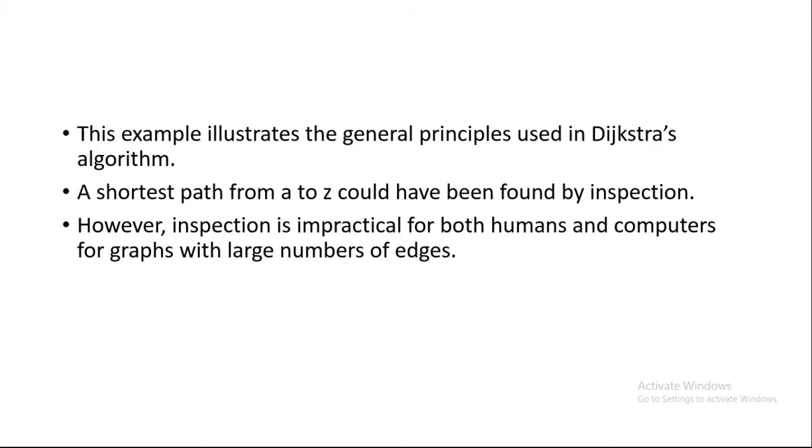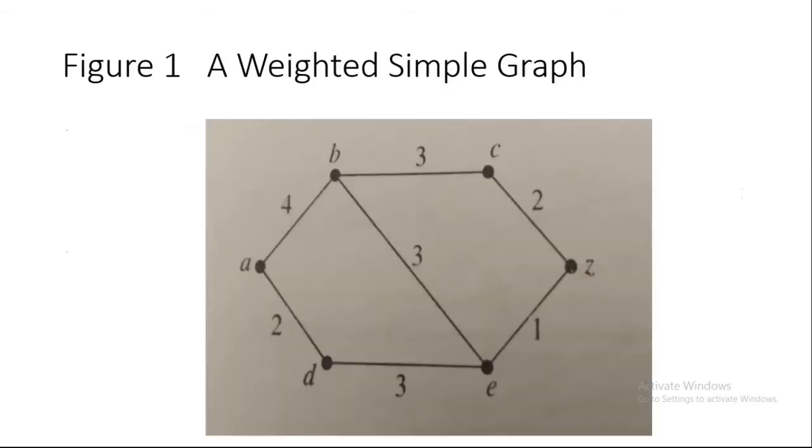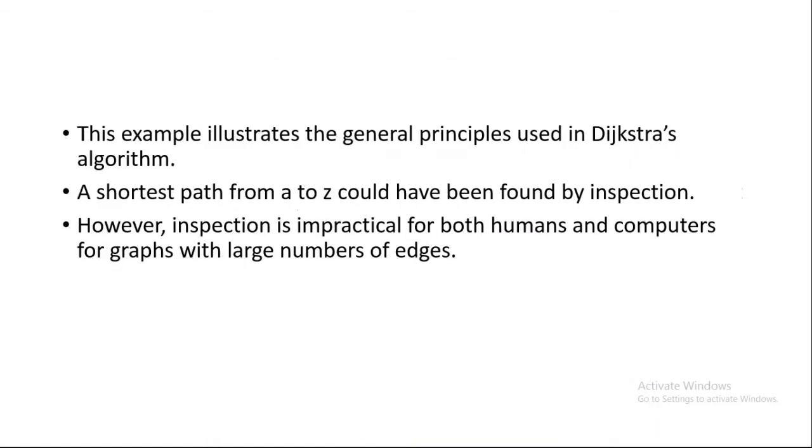Here we see a graph with only 6 or 7 vertices, so we can say this is the shortest, or this is the longest path, because the vertices are few. Suppose there are a large number of vertices, like 1,000 lakh vertices. How can we find the shortest path between the vertices? At that time, the Dijkstra algorithm can be helpful and useful to find the shortest path.